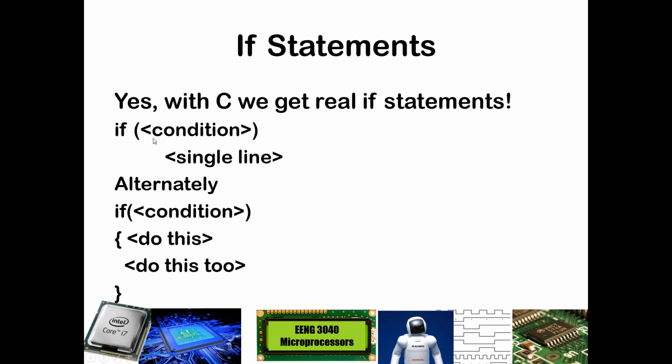You can have if and then inside of parentheses whatever your condition is, followed by a single line. If there's just one line of code you want to execute when this is true, then you have this. Otherwise, if it's multiple lines, you have your condition inside of parentheses, and then do this, then do this, then do this. Notice there's no semicolon after the if. The full statement would be if, open parentheses, condition, close parentheses, then what you're going to do, and then the semicolon. So very important to note, don't put a semicolon right after your if. And if you need multiple lines, you can just put them inside of curly braces like this. And there's no semicolon after the curly brace either.